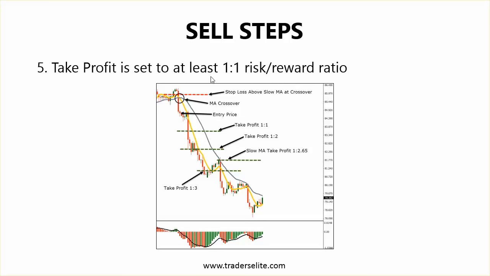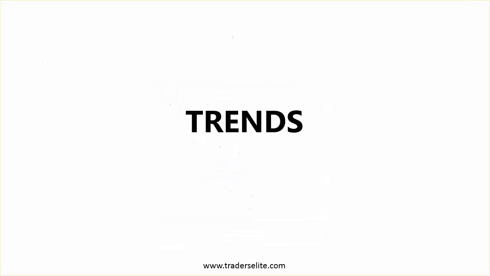And take profit is set to at least a 1-to-1 risk reward ratio. So you've got the moving average crossover here, the entry here, stop here, 1-to-1 risk reward, take profit here, 1-to-2, take profit here, 1-to-3 here. And of course, if we chose to trail the trade on the slow moving average to take our profit and close the trade, we would have generated 2.65, or 1 to 2.65, for our risk reward ratio.